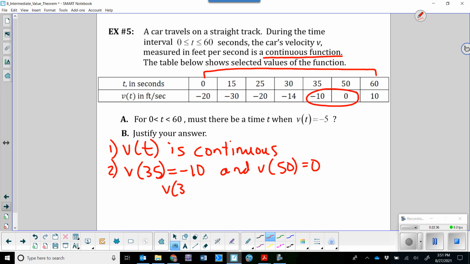Second thing, V of 35 equals -10 and V of 50 equals 0. So V of 35 does not equal V of 50. That's the next thing that has to be met.